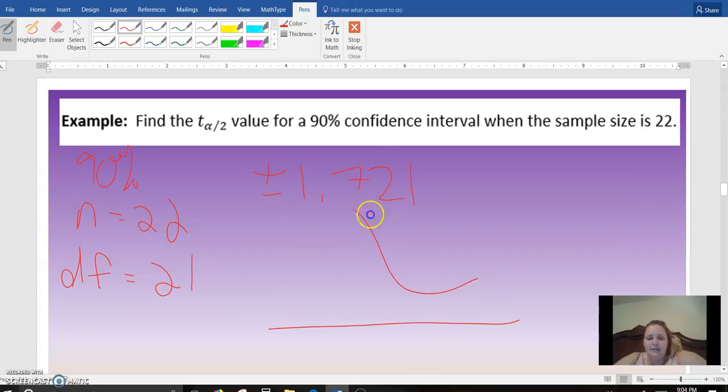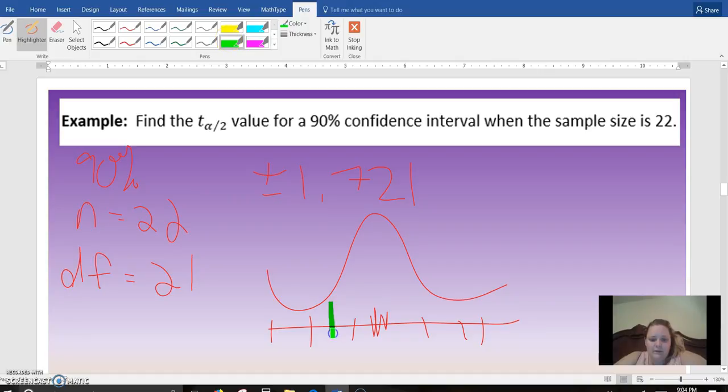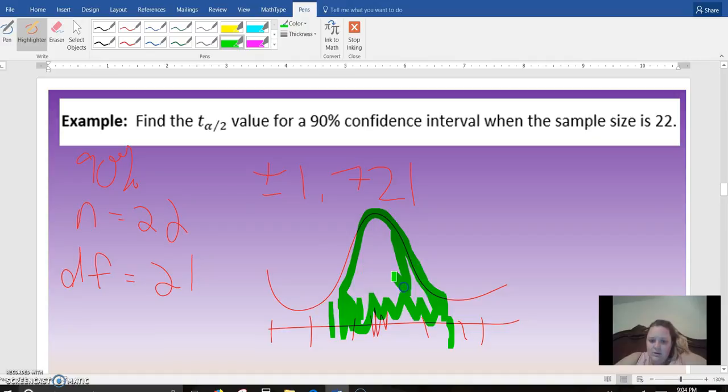So that means that, center, 1, 2, 3, 1, 2, 3. So here, here. Okay, and so that means that 90% of that data is going to fall within negative 1.72 z-score standard deviations and positive 1.72 z-score standard deviations.